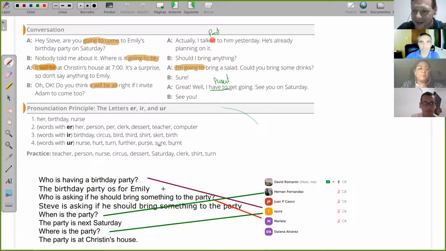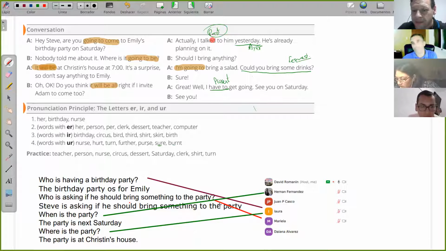Could you find it? Yes, I talked to him yesterday. Again, this is the past because we say yesterday. Yesterday is the day before today. In Spanish, we say ayer. So this is the past, right? Okay. Could you pick some drinks? This is a request, but it's not indicating some future. He is already playing on it. He is, this is the present tense, and this is present continuous. It's doing it right now.